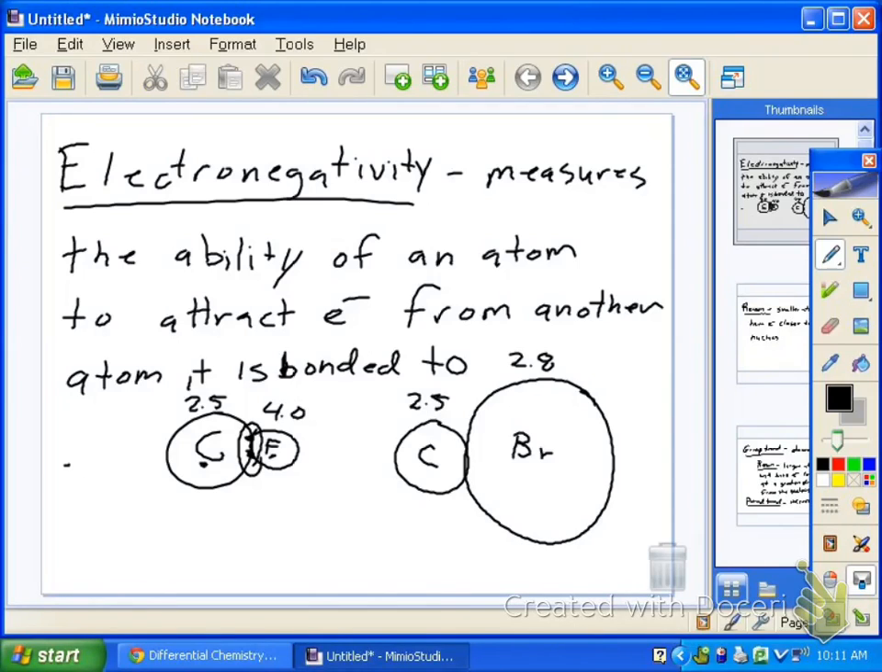Now, if you look at the next one, what would be the next one? Which one? Oxygen, 3.5. That's the next highest. Okay? And then you'd have nitrogen and chlorine look like they're tied. And you just kind of work your way back, kind of away from that corner. Okay? So these two, carbon and bromine, carbon's 2.5, bromine is 2.8.